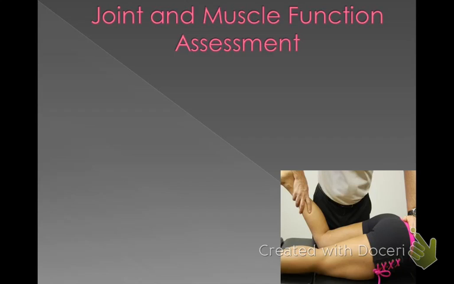After we've palpated and determined which joint or muscle might be painful or might have crepitus, the next step in the injury evaluation process is joint and muscle function assessment. Just like with anything in the injury evaluation process, we always want to perform these tests bilaterally, and we always want to begin on the uninjured limb first so that we get a good gauge or assessment for strength and function on the uninjured side.